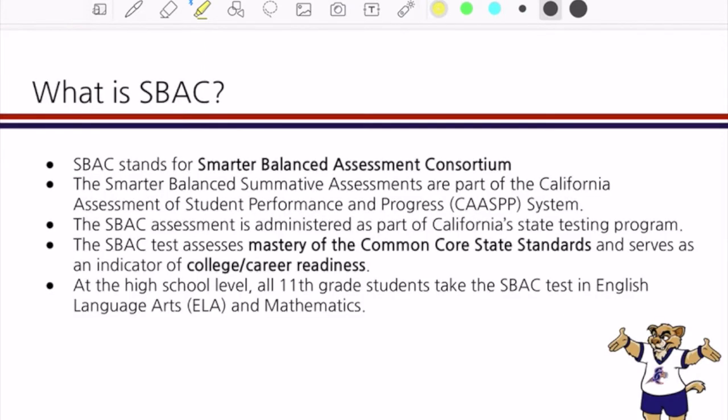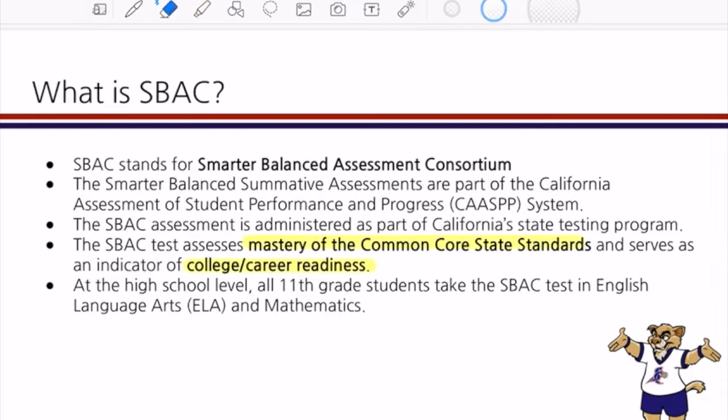All right, so the first part says, what is SBAC? SBAC, S-B-A-C, stands for Smarter Balanced Assessment Consortium. This test is part of the California Assessment of Student Performance and Progress, or CAASPP system. The Smarter Balanced Assessment is a test that's taken every year as a part of California's state testing program, and it assesses mastery of the Common Core state standards. So those are the standards that guide the things that we cover in math class, and it also serves as an indicator of your college and career readiness. And so those are two of the important things that the test serves to assess.